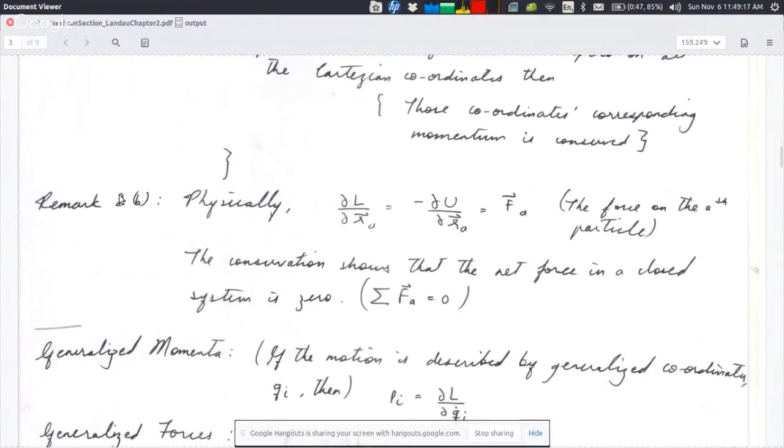The second remark is that physically, you know that del L by del Ra is equal to minus del U by del Ra, right?